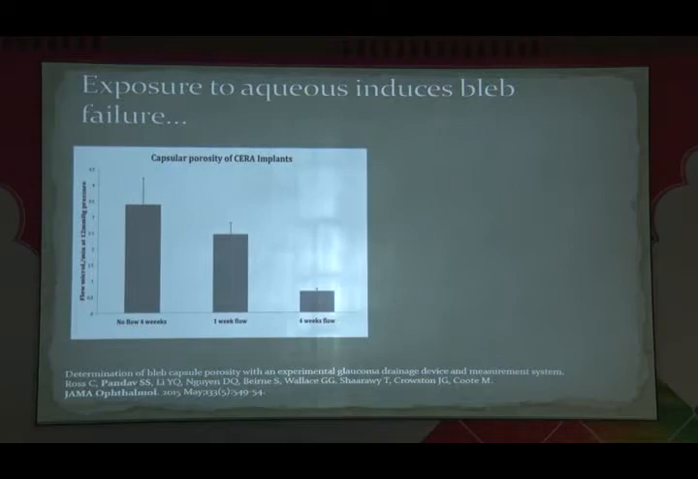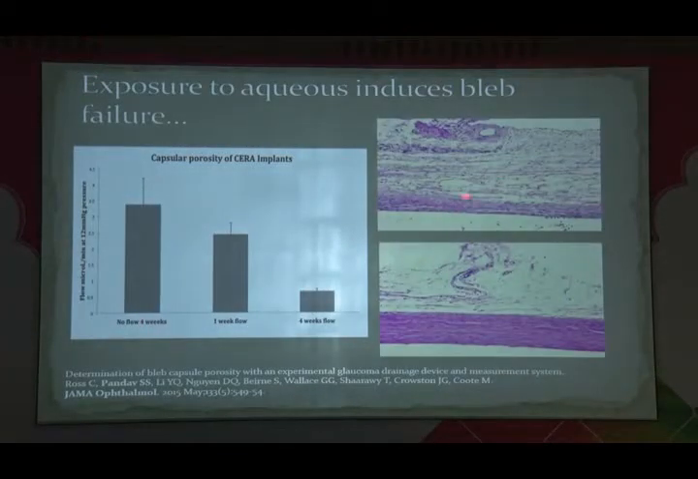Initially, we implanted the bleb in rabbits, and at 4 weeks, the implant was not connected to the anterior chamber, and it was just the capsule around it. Once we tested for porosity, the bleb was found to be quite porous. But if you connect it with the anterior chamber, when the aqueous is flowing, within 4 weeks the porosity drops by almost 80%. This was the initial model that we published in IOVS in 2013, and subsequently we have refined this model. This model also suggests that when the porosity goes down, the IOP goes up, and the capsule also becomes thick.